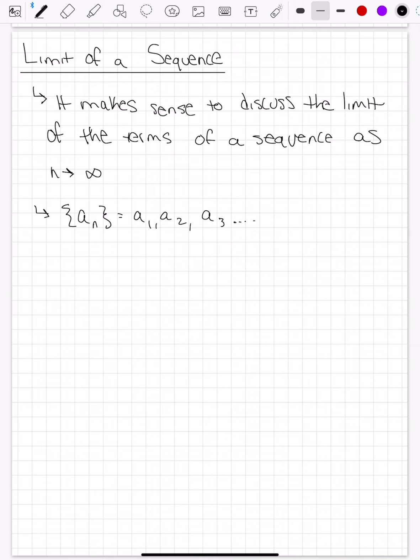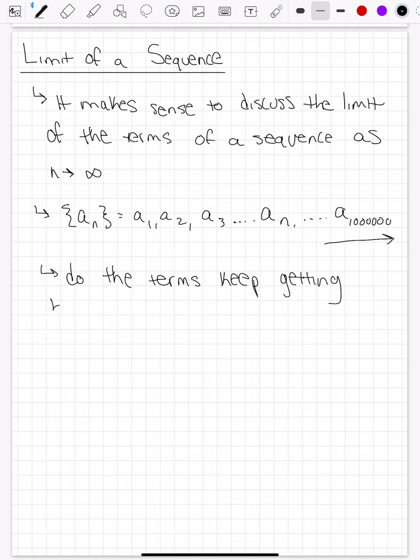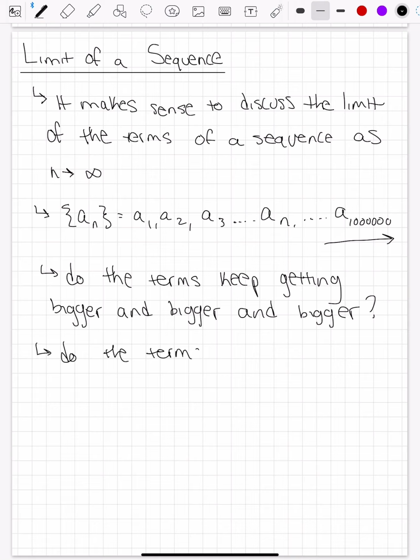a3, dot, dot, dot, an, dot, dot, dot, all the way to a million, right? What's going on all the way down here? We want to know what's happening to the terms, right? So we want to see, do the terms keep getting bigger and bigger and bigger, right? Do the terms keep getting smaller and smaller and smaller?